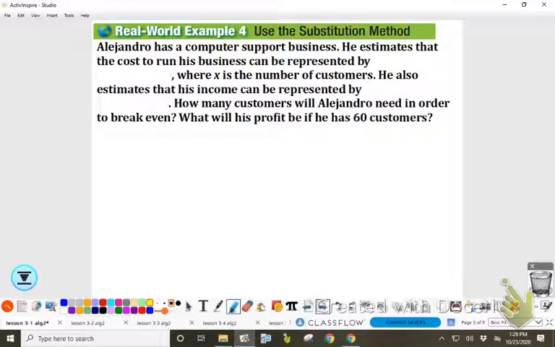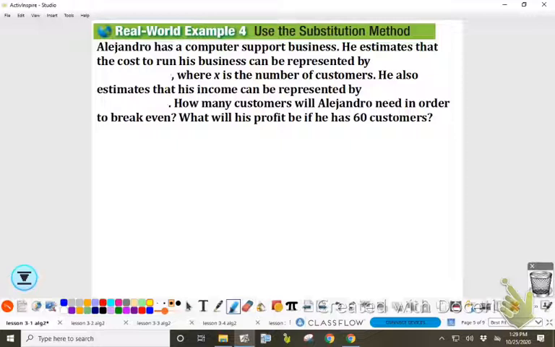Okay, this is lesson 3.1, day 2. We're going to continue solving systems of equations. Yesterday we did solving systems by graphing. You're going to learn the other two ways. You have done this before. The first way is using the substitution method, and we're going to throw in a word problem at the same time.